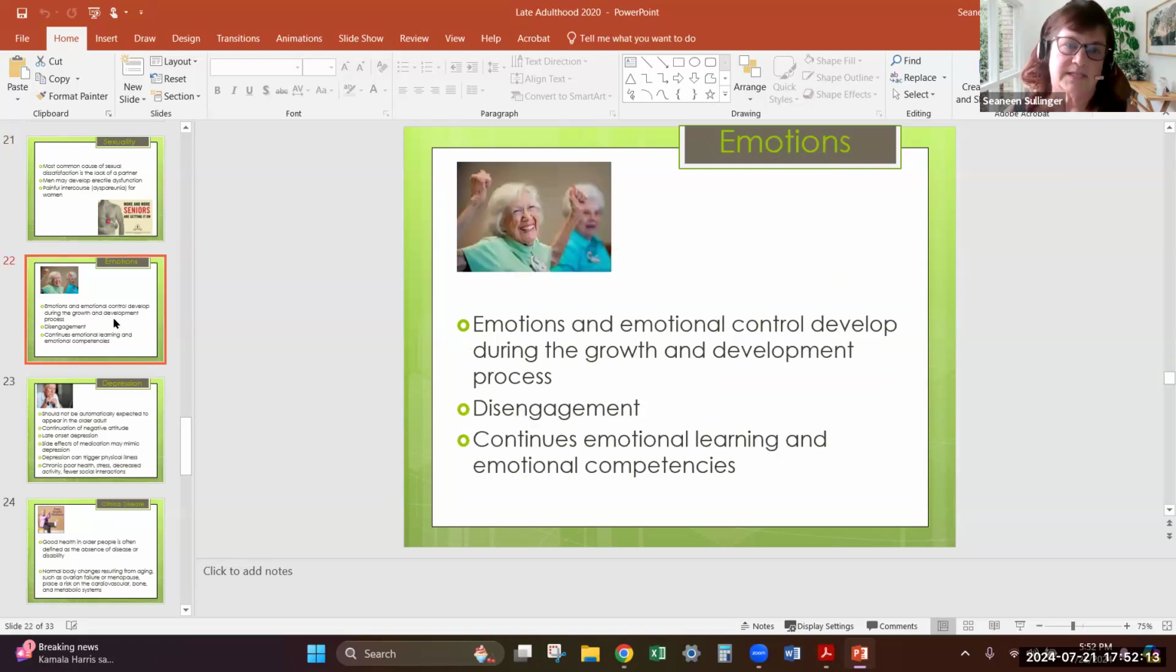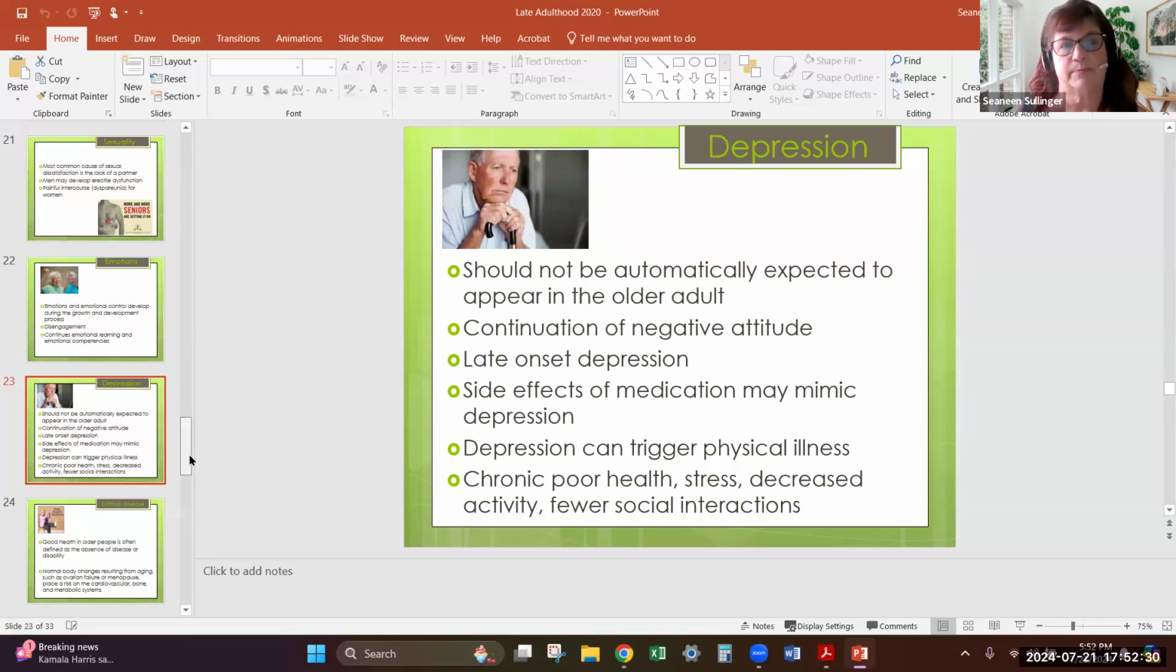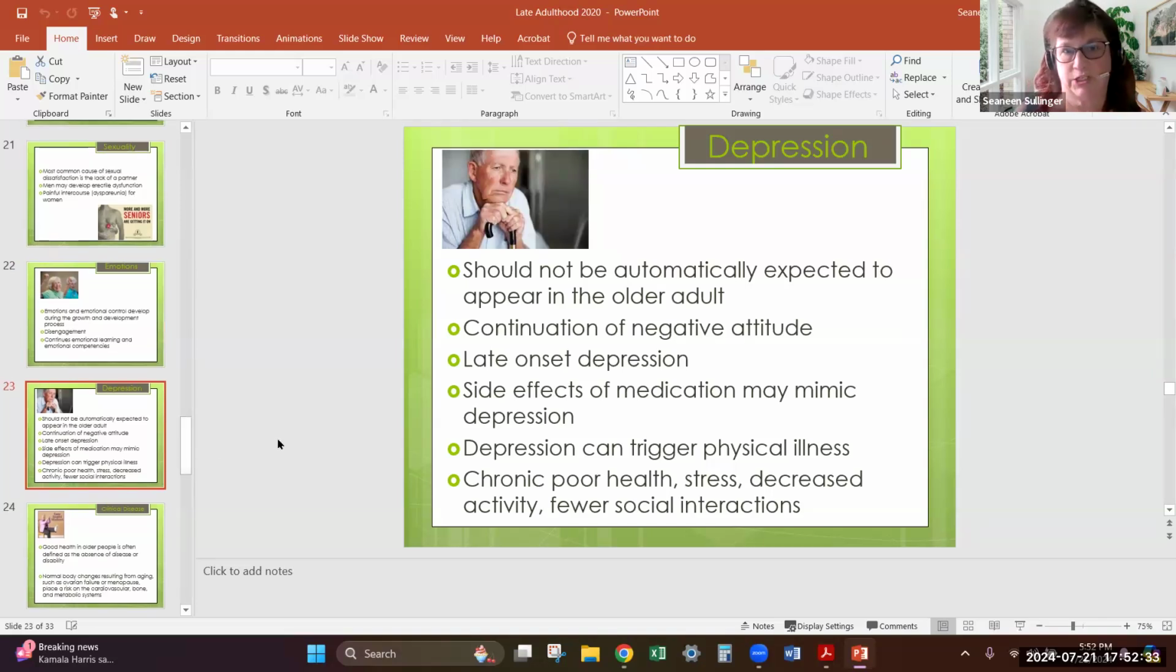So emotions, disengagement, going back to the developmental stages. Hopefully there are things that can keep the person active and engaged, learning, doing things. And then in terms of depression, if they don't have things that are as engaging, then they might suffer from depression. I see that a lot in our clients that are in long-term care facilities. And that can also lead to having a negative attitude and being combative and angry and all those things. It can also lead to physical illness and poor health.